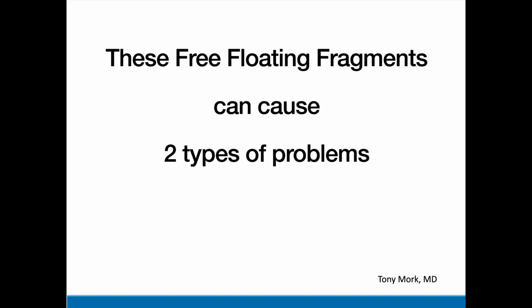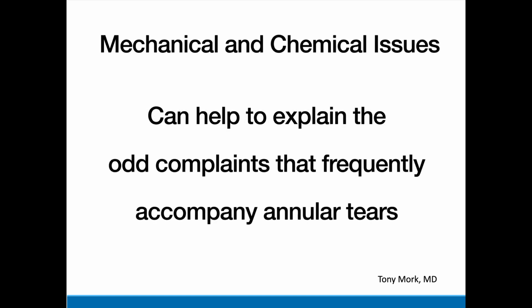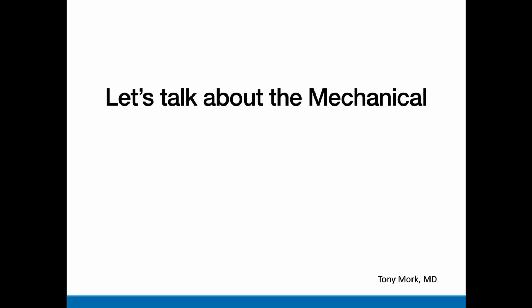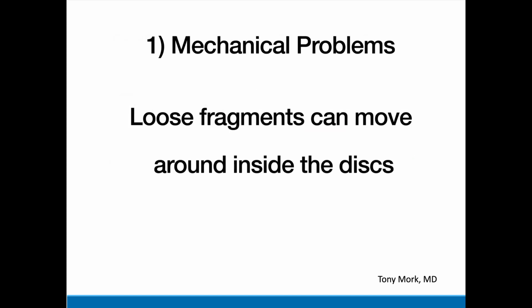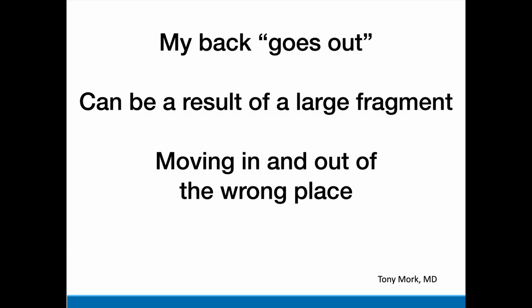These free-floating fragments can cause two types of problems: mechanical and chemical. Mechanical and chemical issues can help to explain the odd complaints that frequently accompany annular tears. Let's talk about the mechanical. Mechanical problems. Loose fragments can move around inside the disc. And people complain and say things like, "My back goes out." This can be a result of a large fragment moving in and out of the wrong place inside the disc.